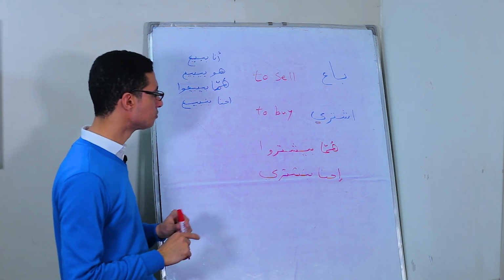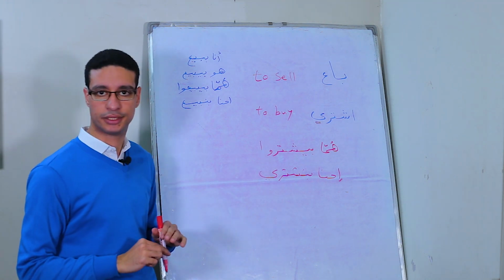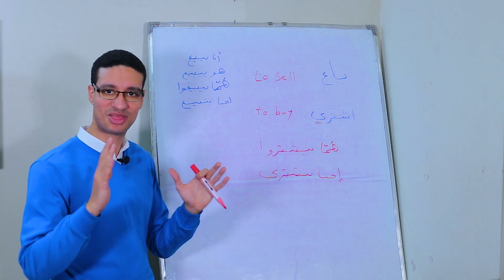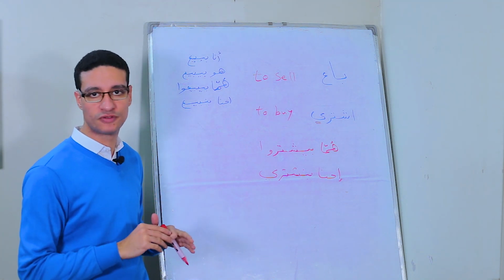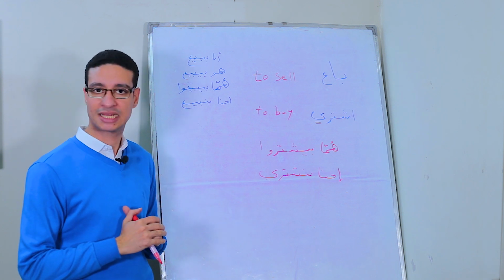Okay, so in our point of view, these are the most commonly used 15 verbs in the Egyptian dialect.